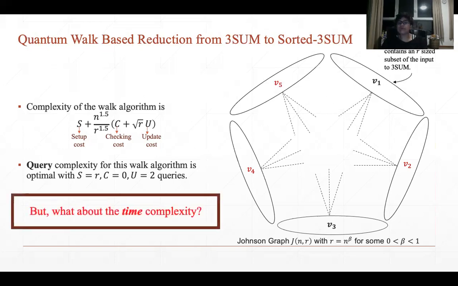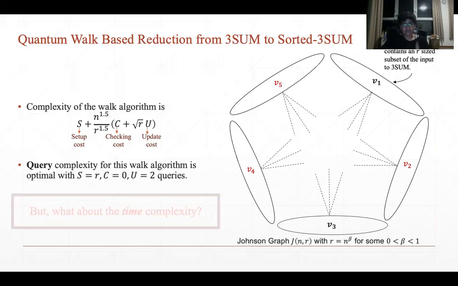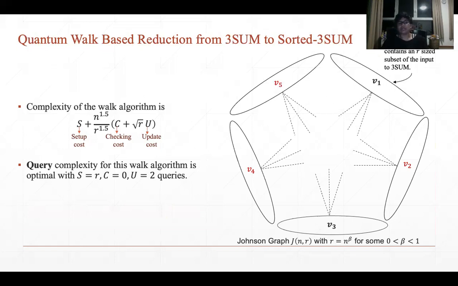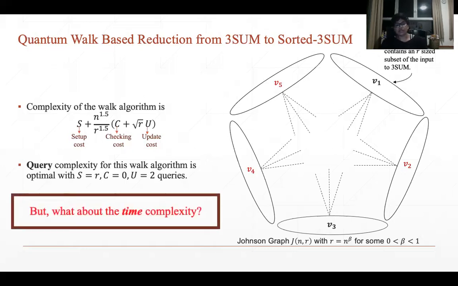But what about the time complexity of this walk algorithm? Oh, by the way, one more thing. This query algorithm turns out to be sublinear, which is n^(3/4), and it is optimal by a lower bound given by Belovs. Anyway, now coming back to the time complexity. What about the time complexity?